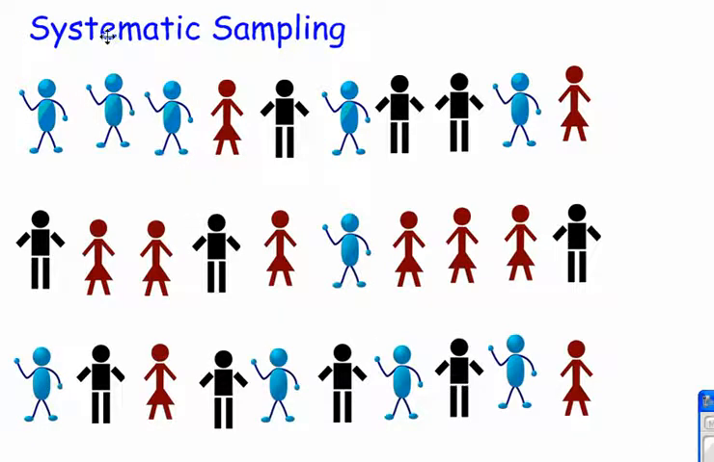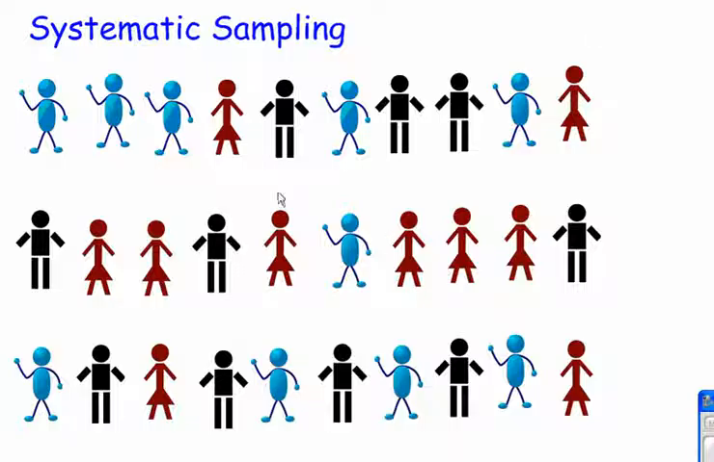Moving on to systematic sampling. So we've already looked at simple random sampling, we've looked at stratified sampling, cluster sampling. If you haven't seen those videos because you're watching these out of order, you can go back and find those as well. But let's focus on systematic sampling.